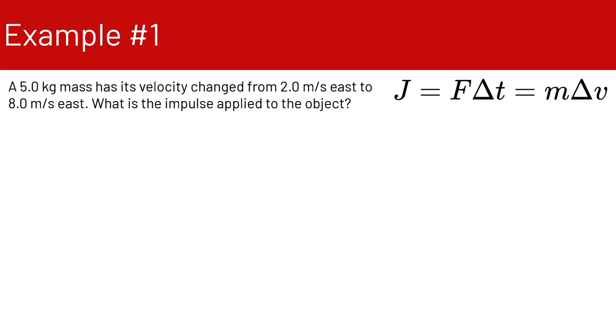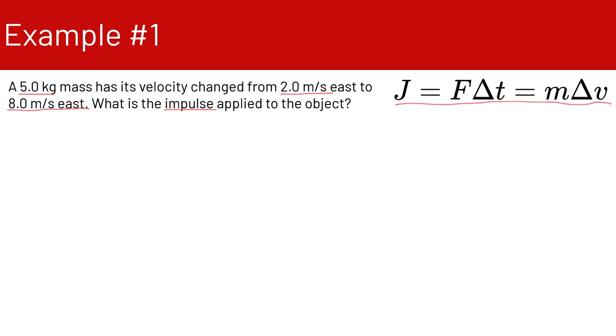All right, in this video, we're going to look at some examples on how to use the impulse momentum theorem, this equation right here, to solve problems using impulse. All right, so example number one, a 5 kilogram mass has its velocity changed from 2 meters per second east to 8 meters per second east. What is the impulse applied to the object?